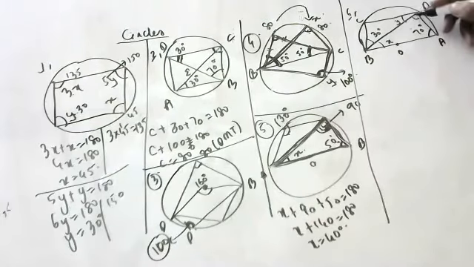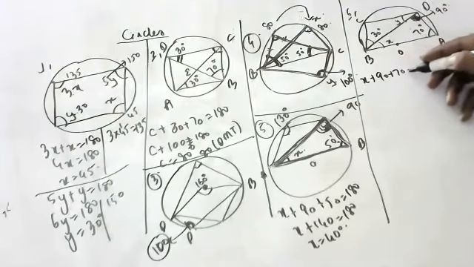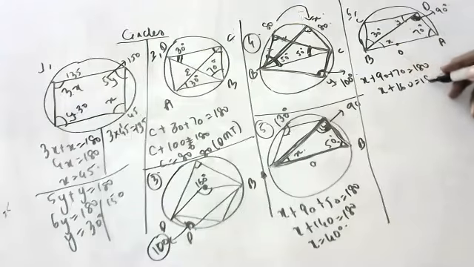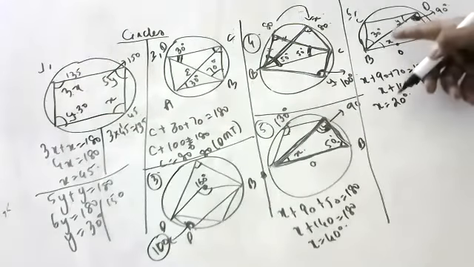What is this angle? Sir, that is 90 degrees, sir. Why? Angle in the semicircle is 90 degrees, sir. So apply angle sum property. 90 plus 70 plus x is equal to 180 degrees. x is equal to 180 minus 160 degrees. x is equal to 20 degrees.